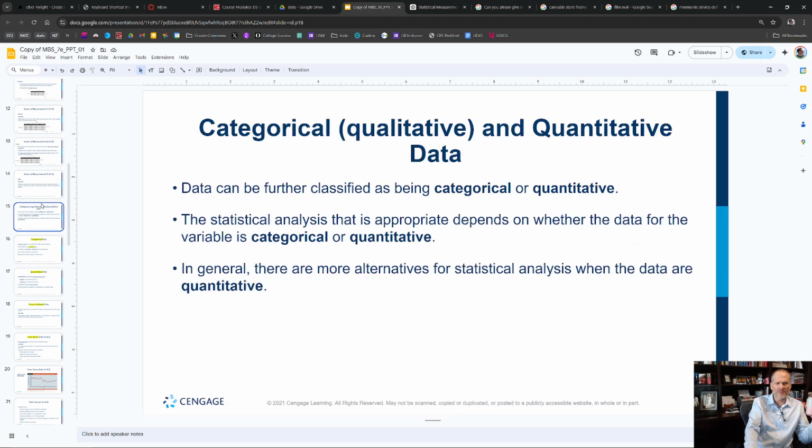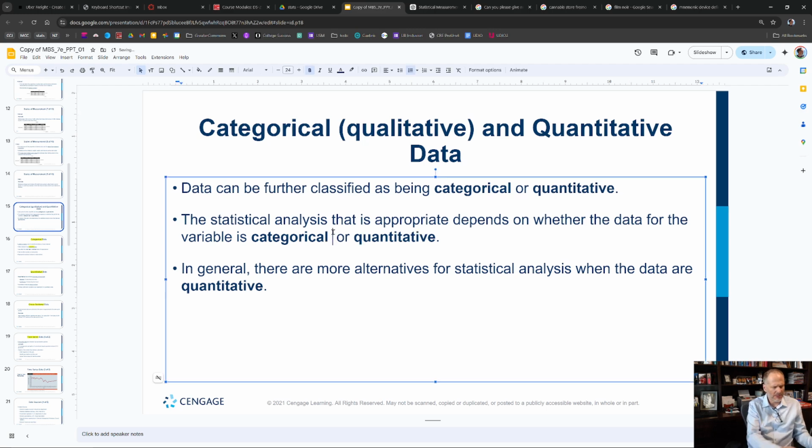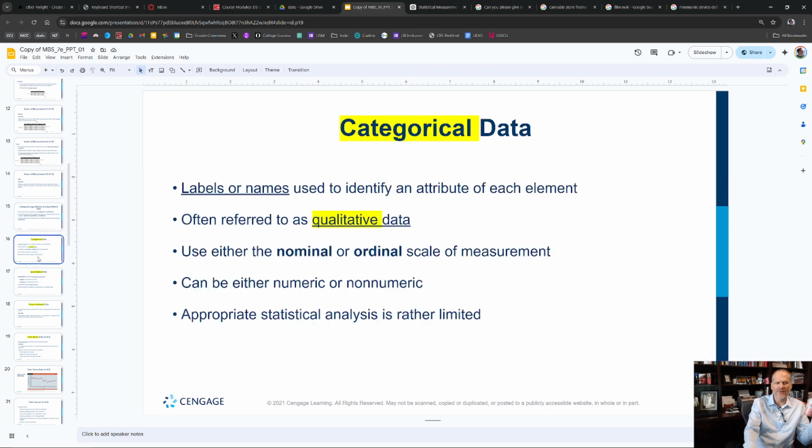All right, so we went through categorical, qualitative, and quantitative data. Data can be further classified as categorical or quantitative. And the statistical analysis that is appropriate depends on whether the data for the variable is categorical or quantitative. So, right, if it's categorical, qualitative, I like qualitative better than categorical, but I'm just going to put it in there, qualitative. So the type of statistical analysis we could do on the data depends upon whether it's qualitative or quantitative. And in general, there are more alternatives for statistical analysis when the data are quantitative, right? There's more you could do when the data is quantitative.